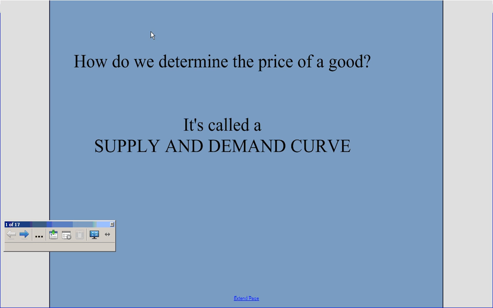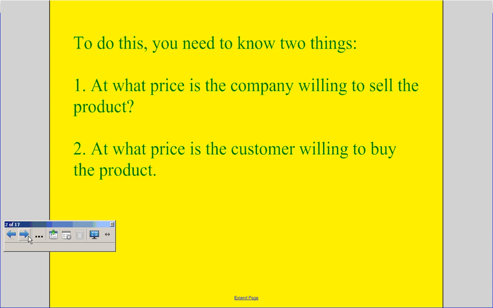All right, just a quick review of our supply and demand curves that we've been doing the last couple of days. If we want to determine the price of a good, how much should we charge for something? Remember in class, I used the example of the soda. How do the soda companies know to charge $1 for the bottle? Well, they have to find out what people are willing to pay. To do that, we develop a supply and demand curve.